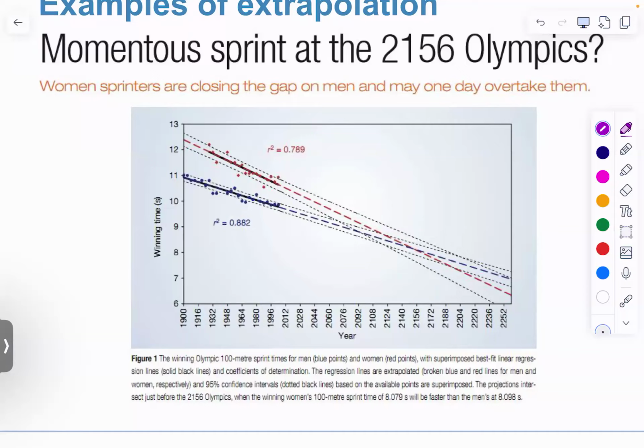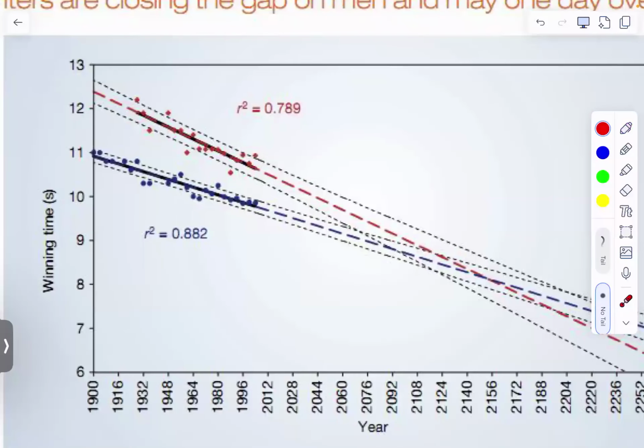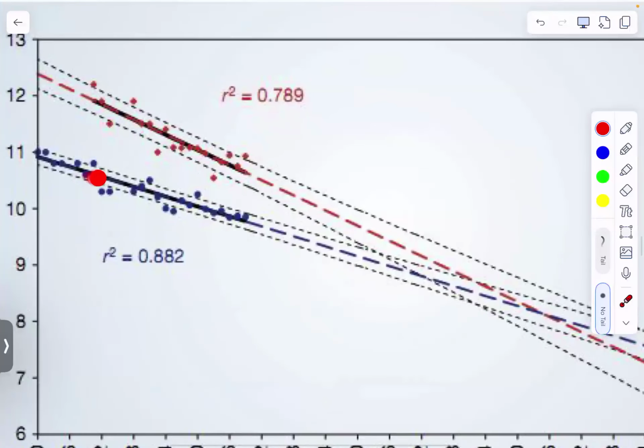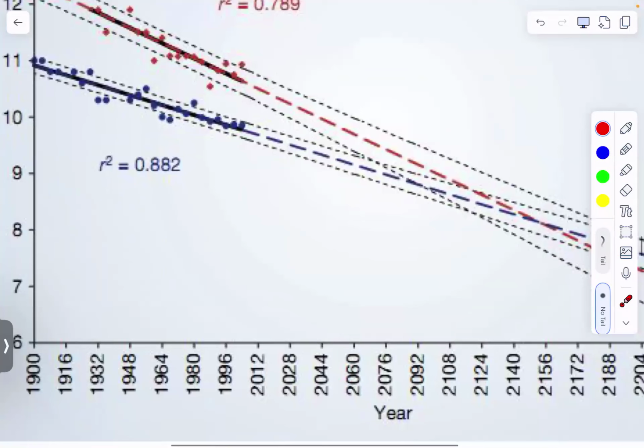So we've got the winning times in seconds. That's my pointer. The winning time in seconds, and I have to assume that the blue is, surprise, surprise, for the men and the red is for the women. All right, fair enough. So we've got these linear regression lines for each of them, but we only have data up to about 2012, right? So any predictions outside of 2012 are going to be unreliable.